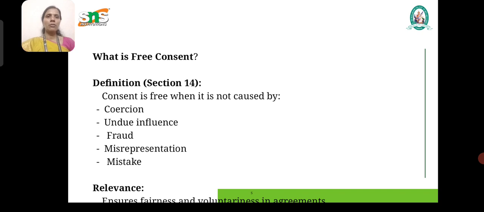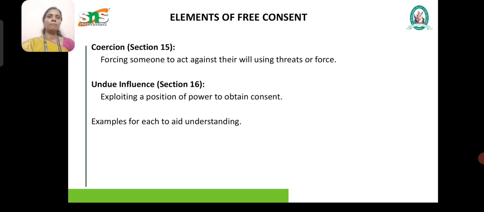Next one is what is free consent. Let's see one by one. First one is the definition. The section is 14. Consent is free when it is not caused by coercion, undue influence, fraud, misrepresentation, or mistake. The resolution is to ensure fairness and a valid agreement.